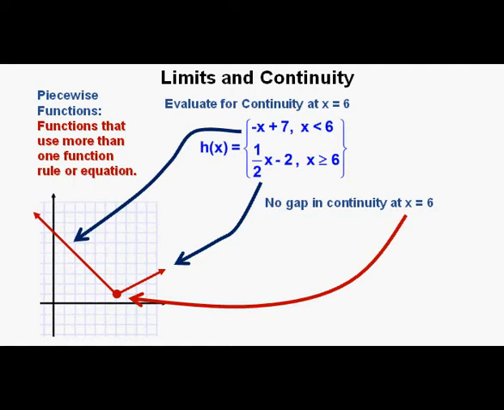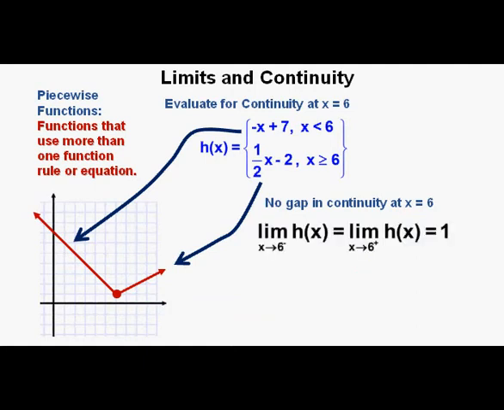And analytically, we would write this evaluation as the limit as x approaches 6 from the left side of h of x equals the limit as x approaches 6 from the right side of h of x, which equals 1. So in conclusion to this problem, h of x is continuous at x equals 6.